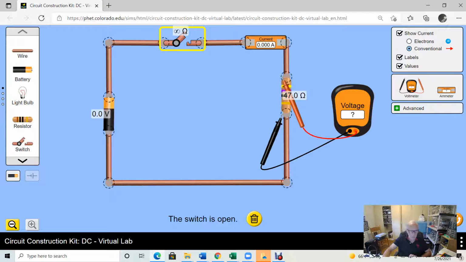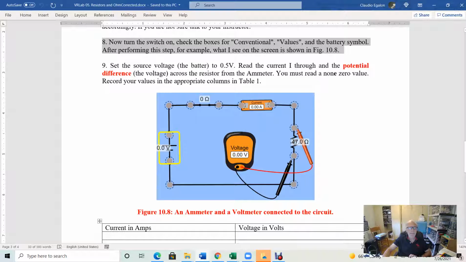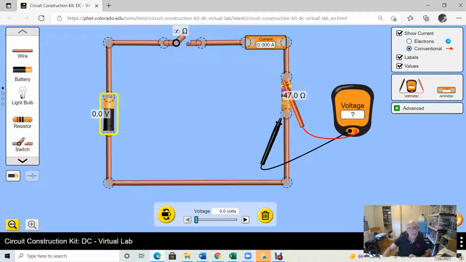Okay, so let's go. Next step. Set the source voltage of the battery to 0.5 volts. When we set the source voltage, I'm going to show you exactly what this voltage is all about. Let's put it there. Click it, right? Half only. Oh, too much. Let's see if we can type it. Oh, you got it here. 0.1, 0.2, 0.3, 0.4, 0.5. Okay?